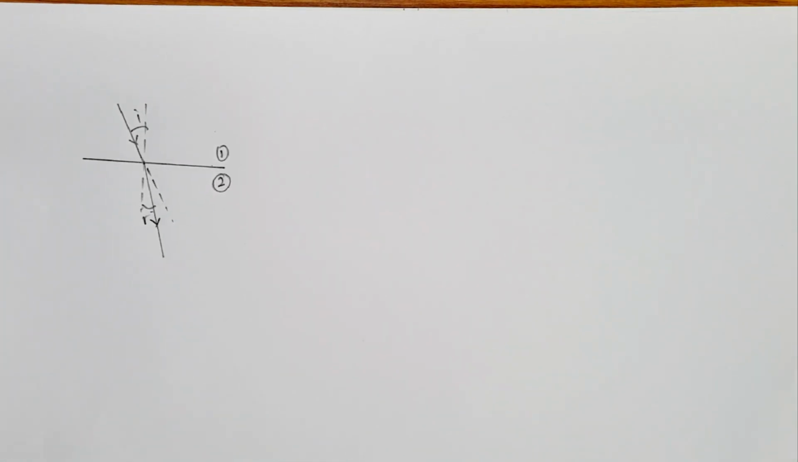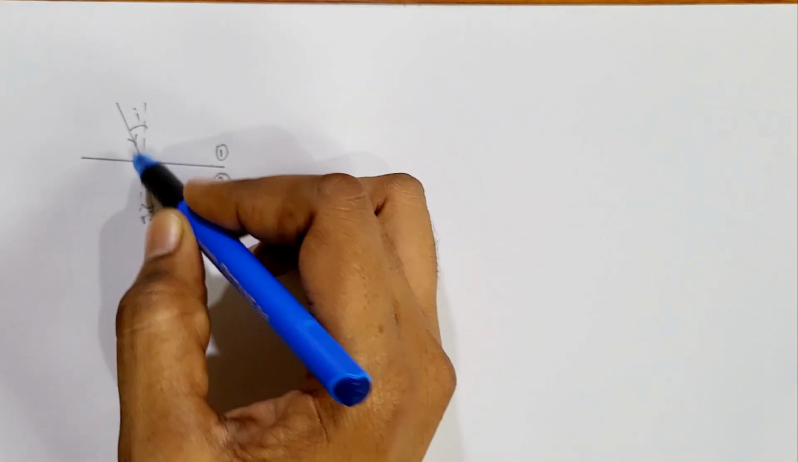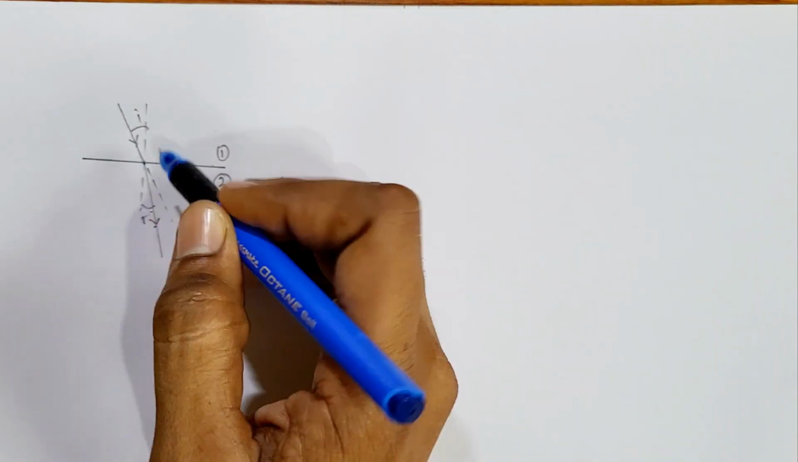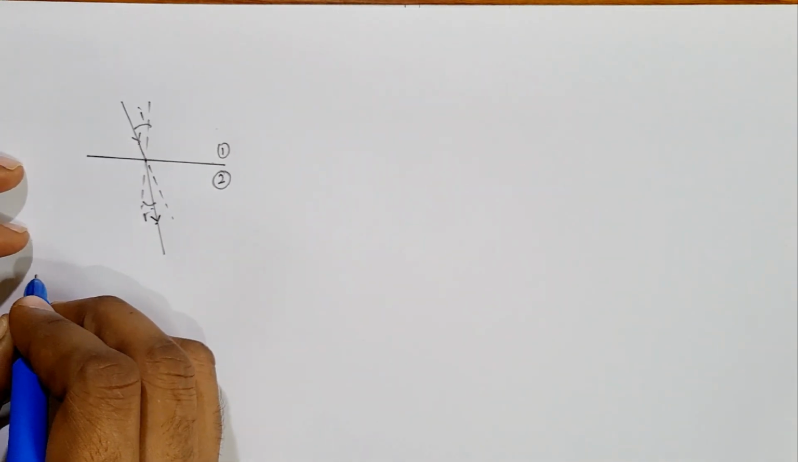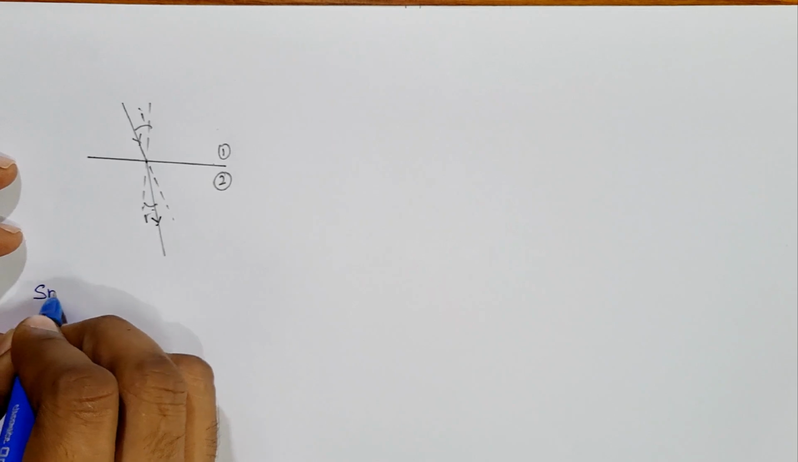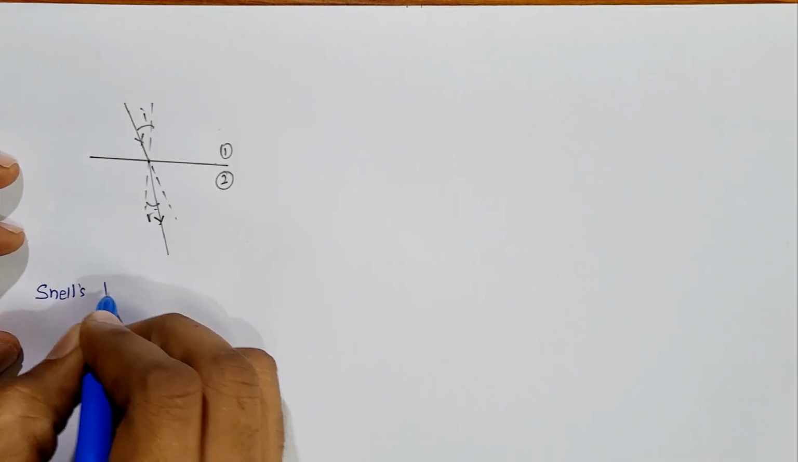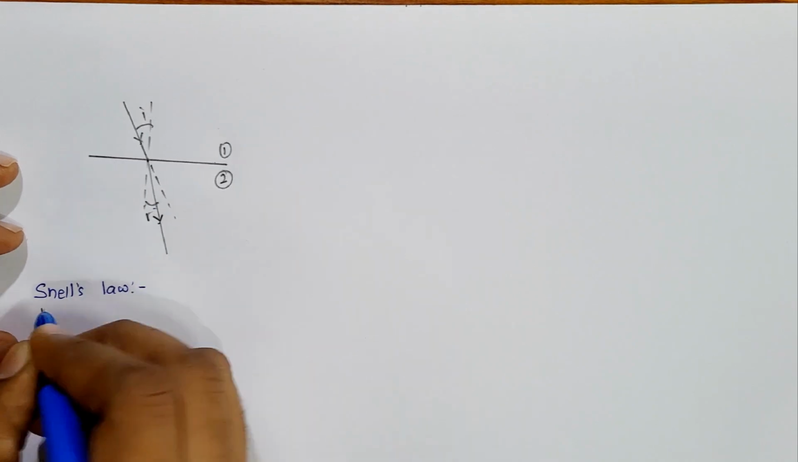The first law is very simple. Everybody can answer it. What is that? The incident light ray, refracted light ray and the normal lie on the same plane at the point of incidence. Correct. What about the second law? The second law of refraction is also known as Snell's law.